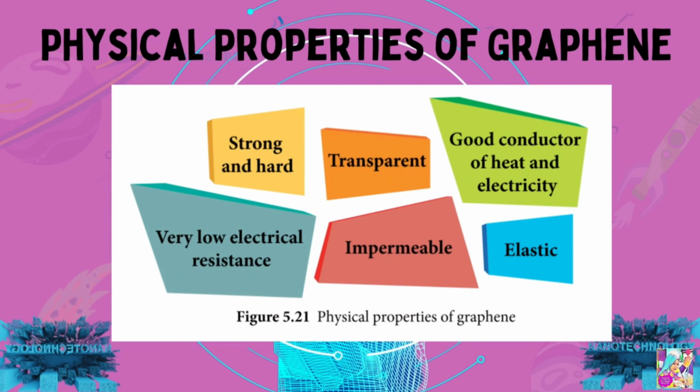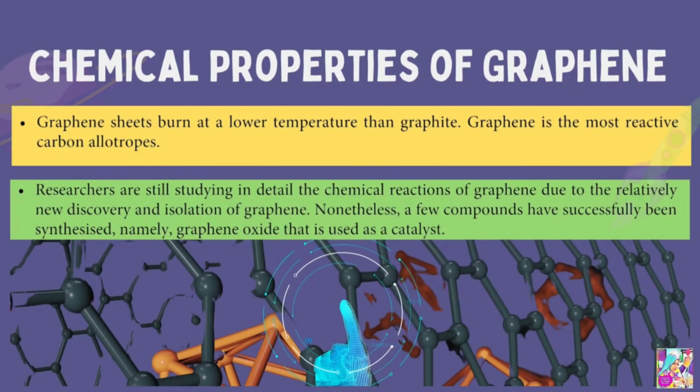What is special about graphene compared to carbon?